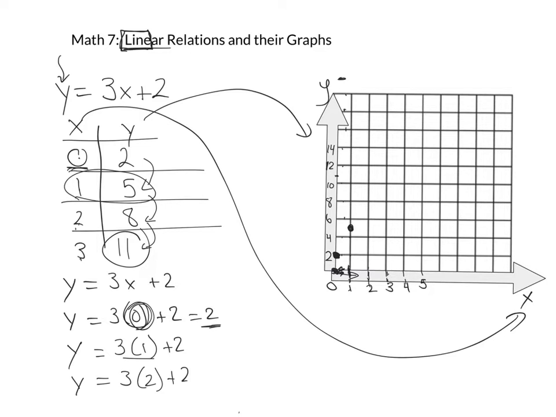Let's go to 2. So x is 2, y is 8. So x means 2 to the right, 1, 2. 8 means 8 up. So just watch that y-axis. So here's 2, here's 4, here's 6, there's 8. Next one. 3 to the right, 1, 2, 3. And we have 11 up. So 2, 4, 6, 8, 10, 11.